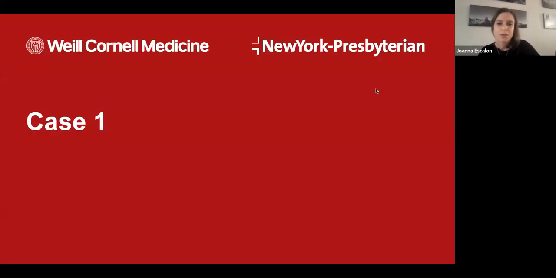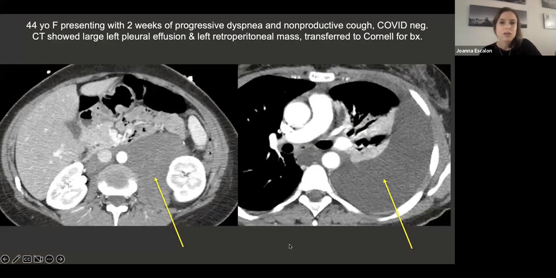So this is case number 1. This was a 44-year-old who presented to an outside hospital with 2 weeks of progressive dyspnea and non-productive cough. Their COVID was negative. The CT that they got showed a really large left pleural effusion and a left retroperitoneal mass, and they were transferred to us for biopsy.